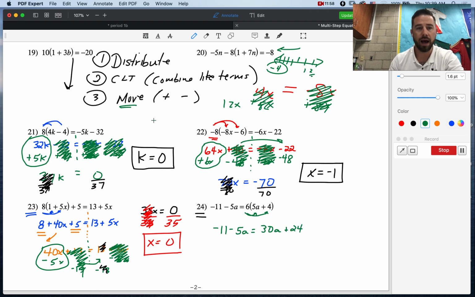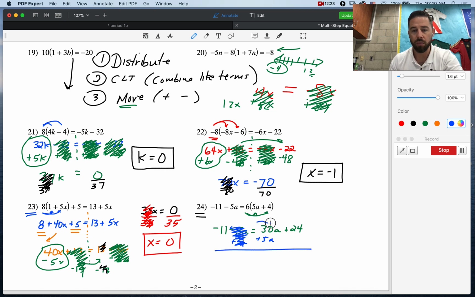Okay, now, can I combine like terms? Let's check. Anything on the left I can combine? No. Anything on the right? No. Okay, so we do what? We move stuff. And the first thing we like to move is a smaller variable. Well, negative 5a is smaller than 30a, so I'm going to do the opposite and add 5a. Cancel this guy out.